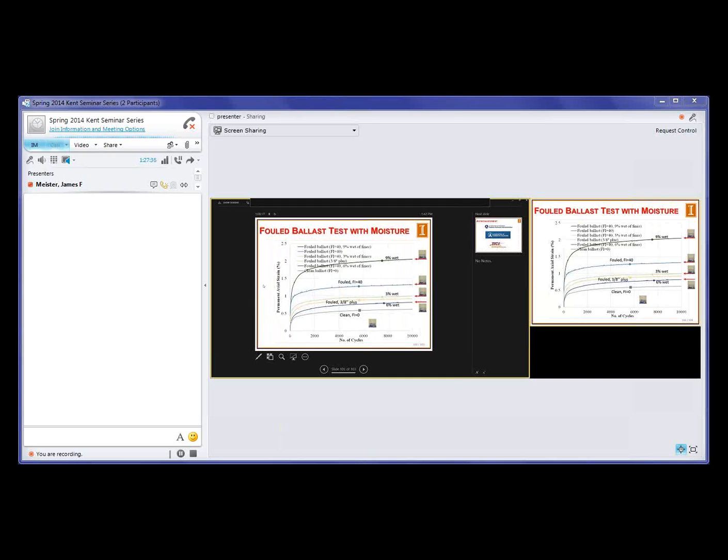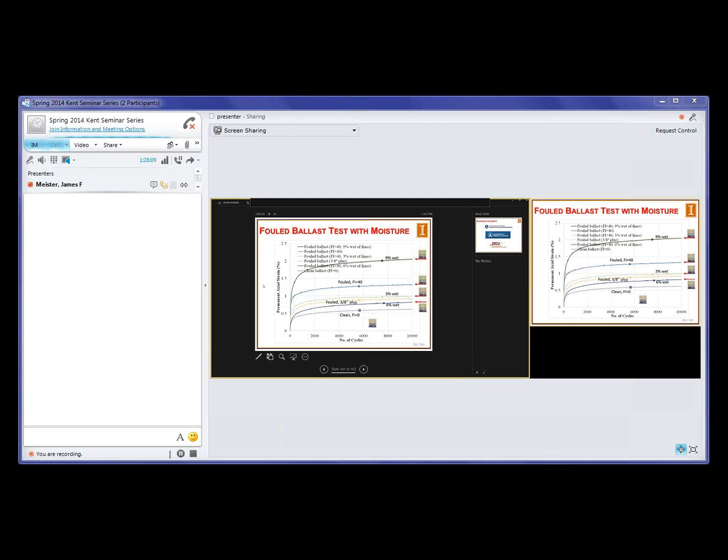The lowest one is the clean ballast materials. And then this one is the coarse fraction. There's no water present. And this blue one is fully fouled without water. But if you have 3% wet fine materials, it actually reduces the permanent deformation. If you have 6%, it further reduces the permanent deformation. It even behaves stronger than the coarse fraction.